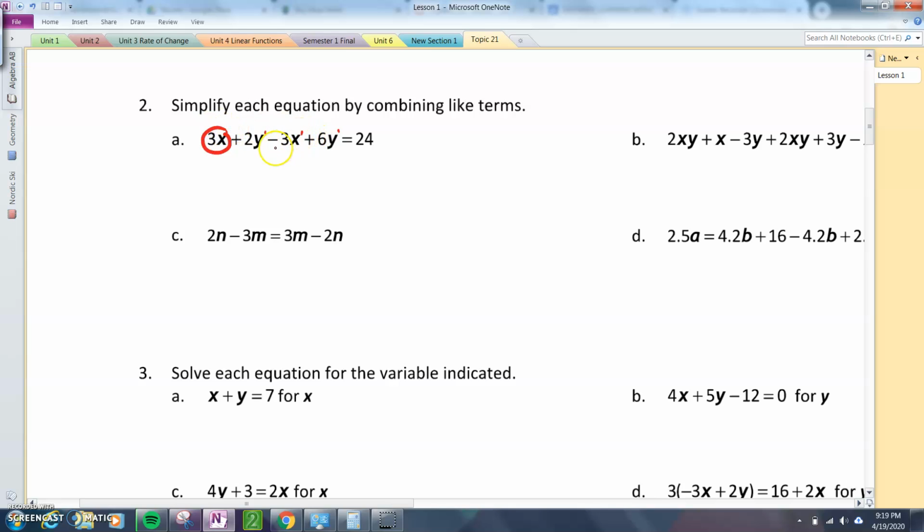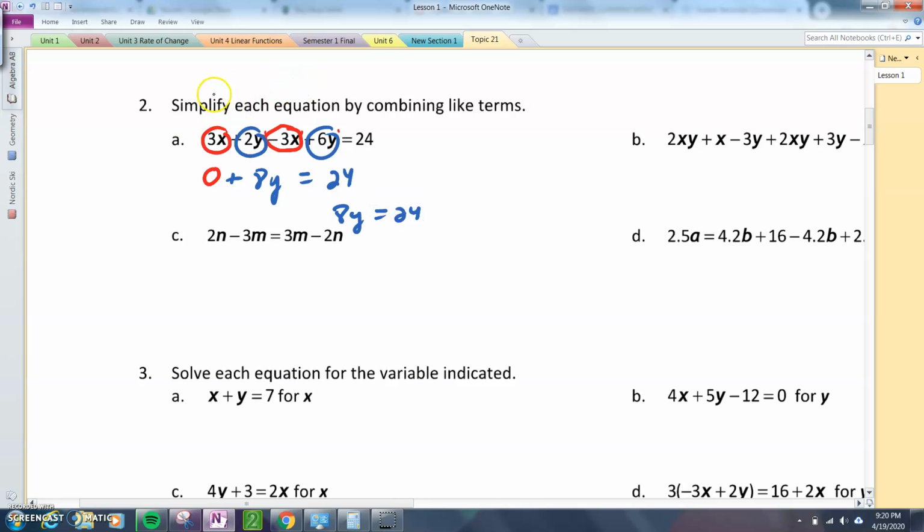So I can actually combine 3x, and look at here, this is minus 3x. Well, what happens when we take 3x's and we subtract 3x's? We're left with 0. Next, let's see what we have for our y's. We can add 2y's and 6y's. That's actually going to be 8y's, and this is going to equal 24. So now we can see that our expression is actually just 8y equals 24.